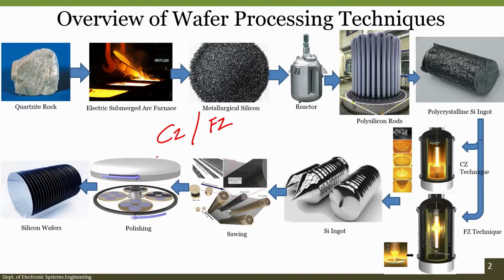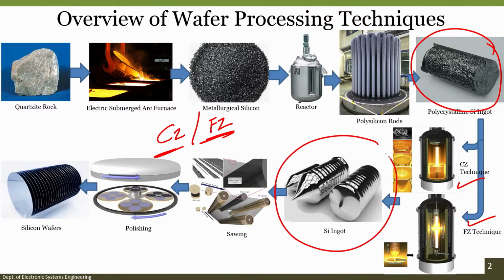Through CZ and FZ, you get the silicon ingot, which you can see here. Either CZ technique or FZ technique, and once you have the silicon ingot, you have to go for dicing, sawing, and polishing, which can be chemical mechanical polishing, followed by lapping, and followed by chemical etching. Then finally you will get the silicon wafer. It can be a single side polished wafer or a double side polished wafer.